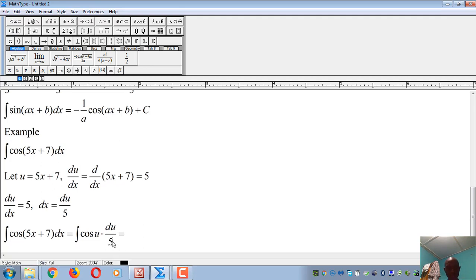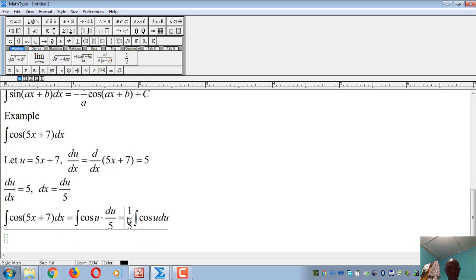Now, this 5 is a constant, an arbitrary constant, so we can bring it out. 1 over 5 doesn't disturb our workings. Cos u du. So we have that. Now, once you are almost through, we can integrate this. We can find the integral of this.